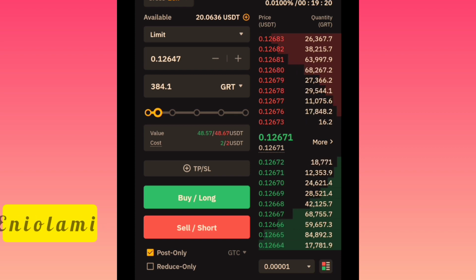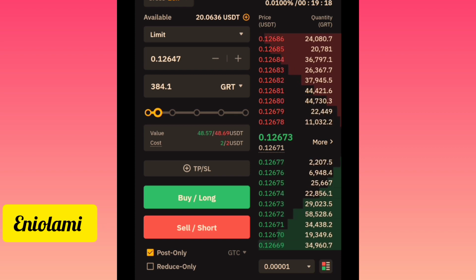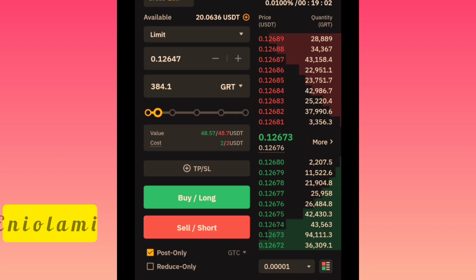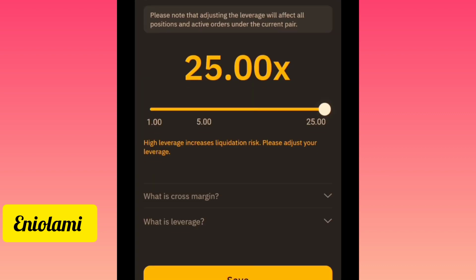Your leverage can be adjusted from here, this three line with this where the roads cross. By default it is always on cross or isolated. I'm going to explain that later. Then this is what we have. To change your leverage, you click here, then you adjust it. The higher your leverage, the higher you earn and the higher you lose. The lower your leverage, the lower you earn and the lower you risk when the market goes against you.